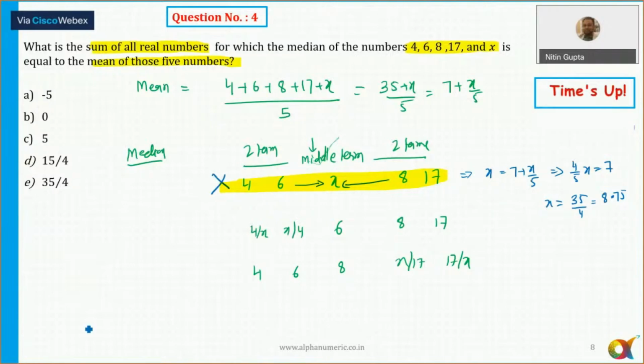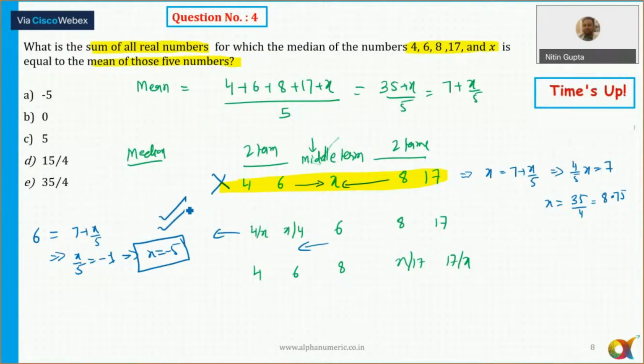Now let's move to the second case. If 6 is the median, and this is equal to the mean, then 6 equals 7 plus x by 5. From here, x by 5 equals minus 1, and x equals minus 5. Of course x should be lesser than 6, anything lesser than 6 will work here. So x is lesser than 6 and I'm getting x equal to minus 5. So yes, this is possible. All right. Now in the third case, remember, the median is my 8.